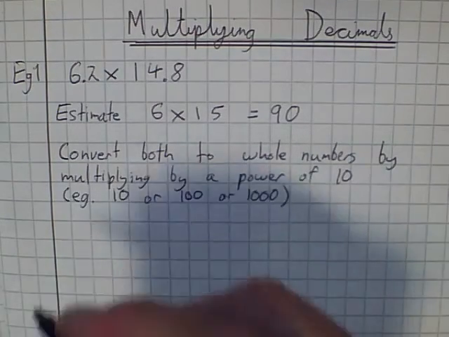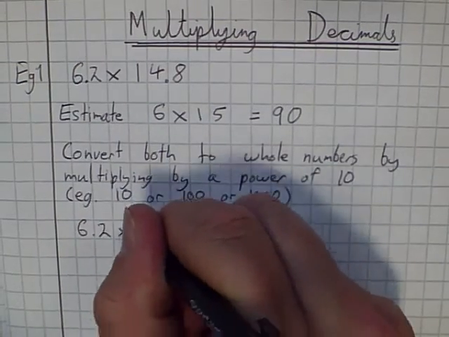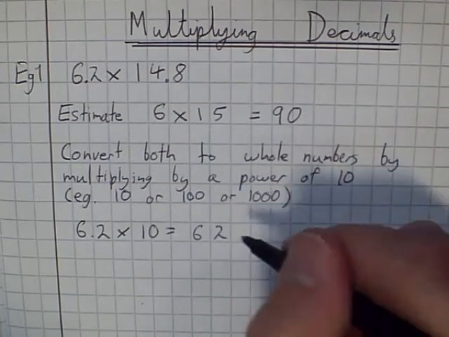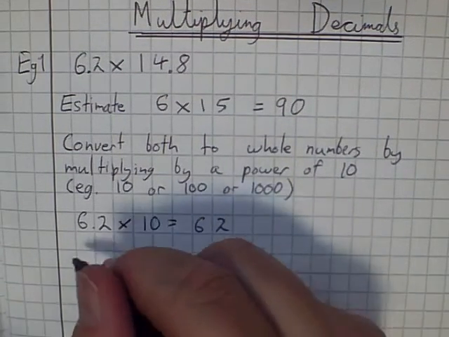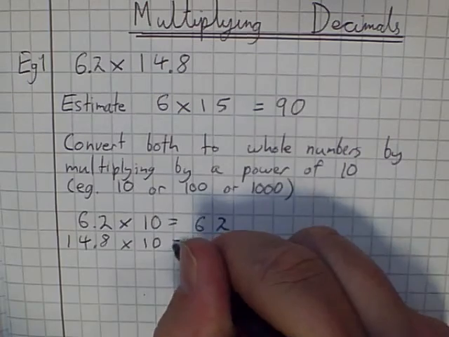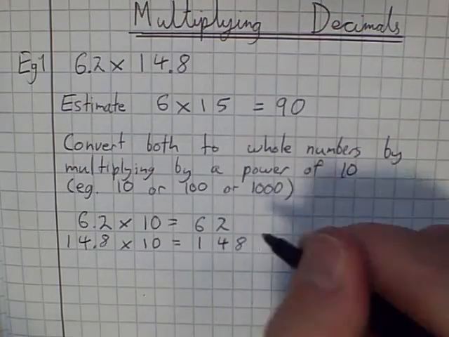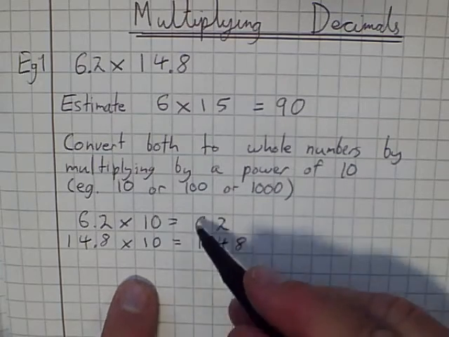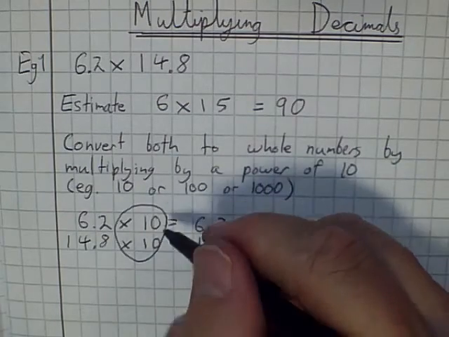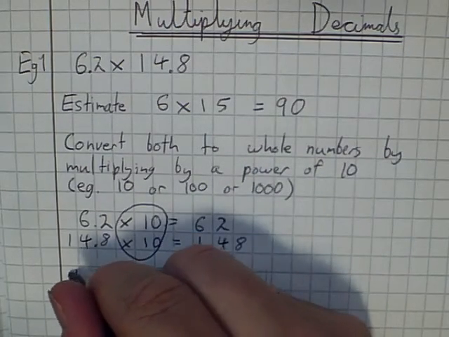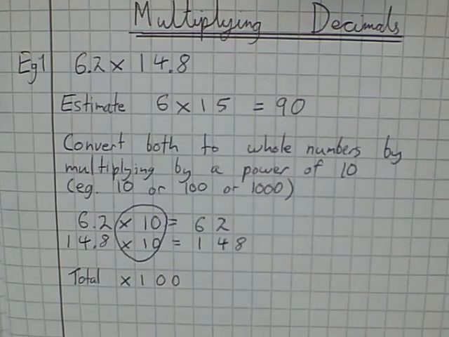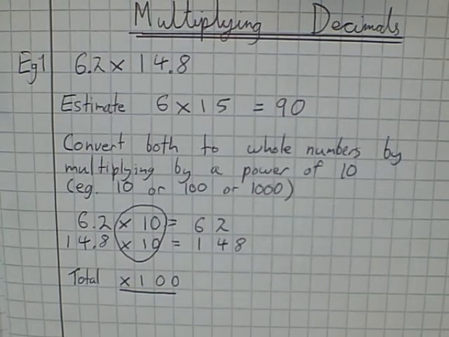So 6.2 times 10 converts it to a whole number, which is 62. And 14.8 times 10 gives me 148. There we go, I've converted them both to whole numbers, and I can then work with those. The important thing to note is that I've multiplied by 10 and by 10 again, so in total it's been multiplied by 100. That's going to be very important.